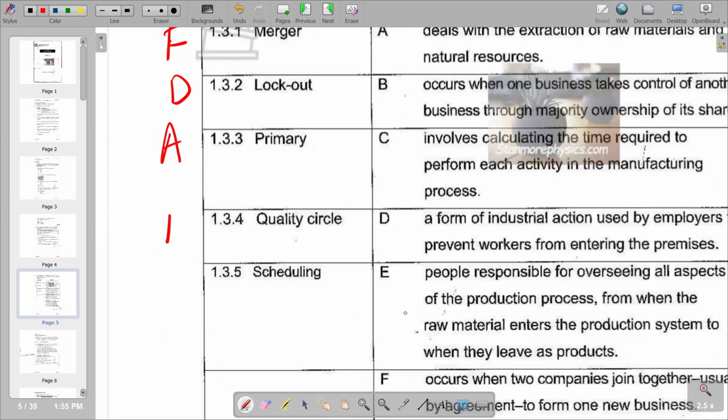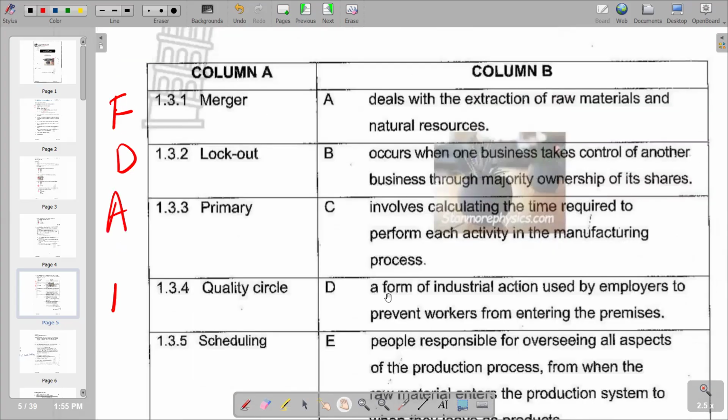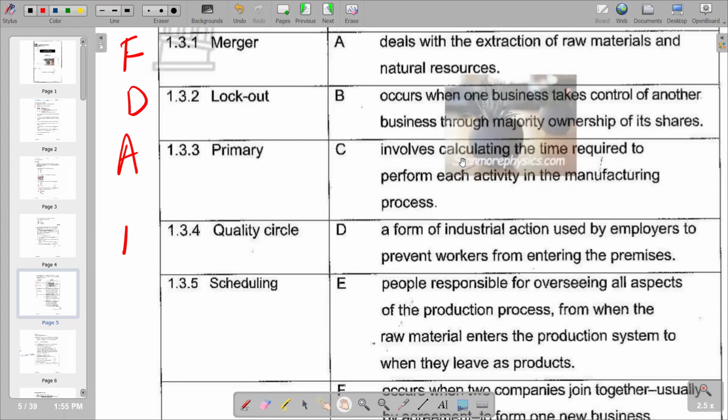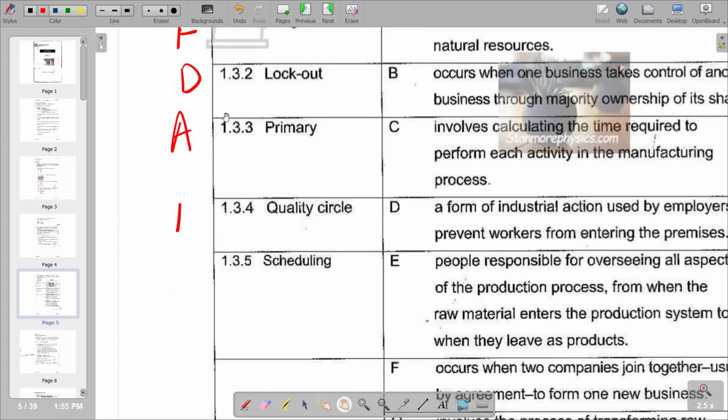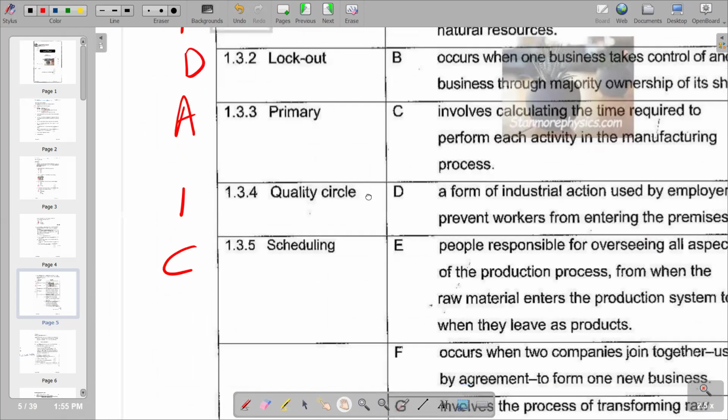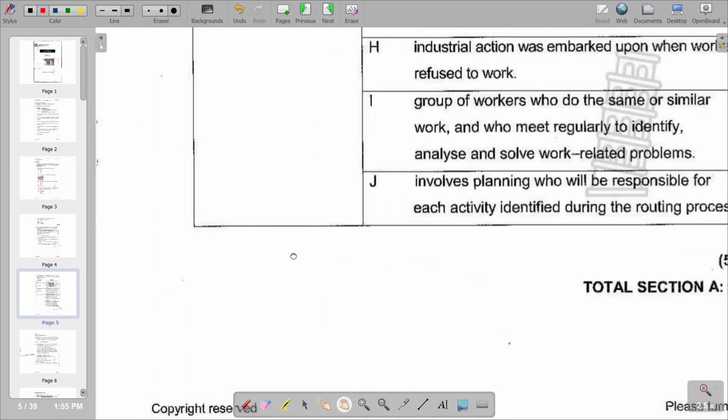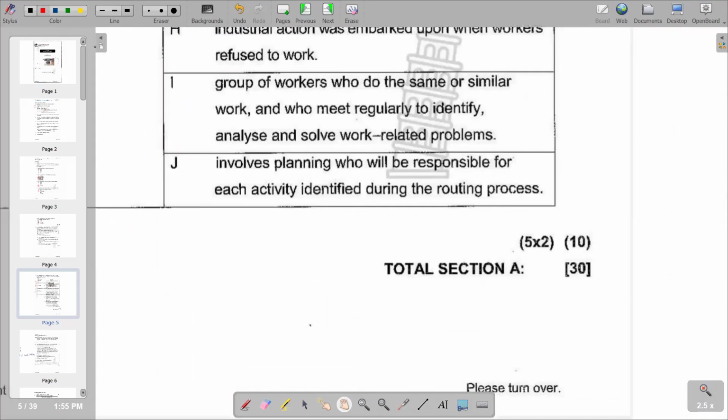Then we've got scheduling. We also go to our column B to see which one matches scheduling. You see it involves calculating the time required to perform each activity in the manufacturing process. So we have C as the correct response. And we see that this is the last part that we have on section A. Our section A consists of 30 marks. So very important. From there, we move on to our question 2.